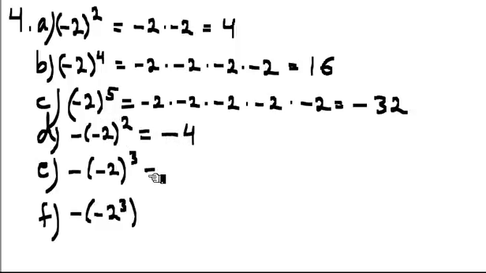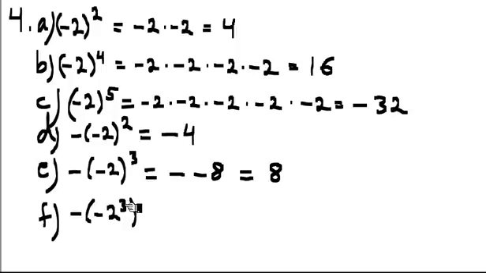In this one we're going to have all this, -2 index 3, and we know that this is -2 times -2 times -2, which is -8. So let's do it one step at a time. -8, but we have this minus sign as well, so it's going to be minus and then -8. Minus minus is plus, so it's going to be +8.